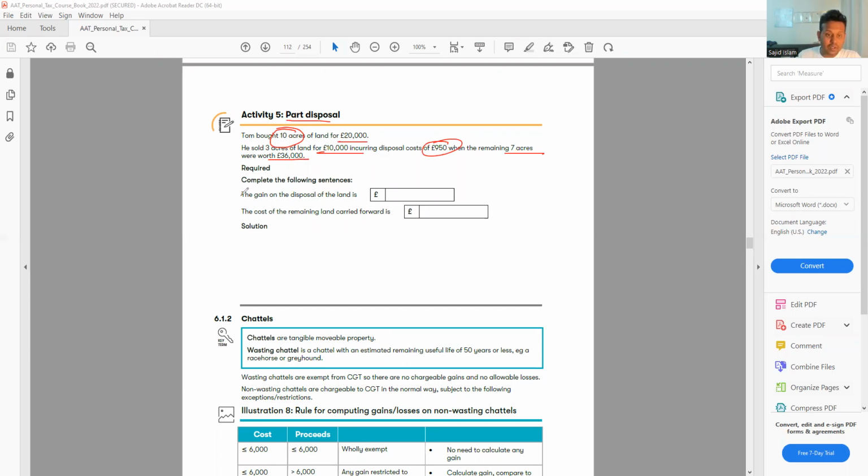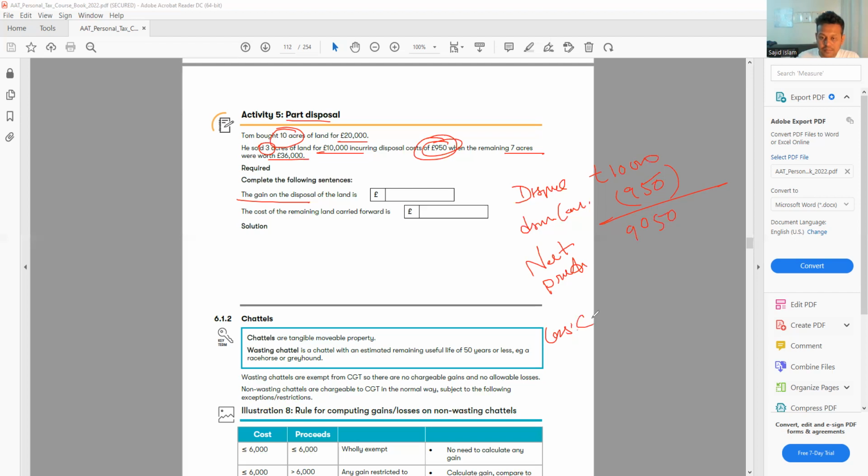Gain on disposal first. First, we need to know how much we sold the 3 acres for. So we said disposal is 10,000. So we sold it for 10,000. And we have to minus any relevant cost. This is incidental cost or disposal cost. We minus that 950, and that gives me the net proceeds, and that is 9,050.